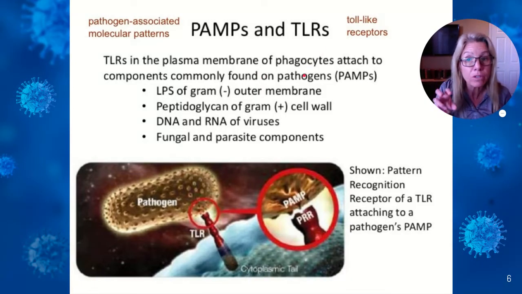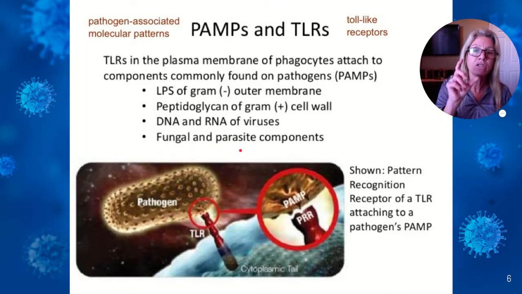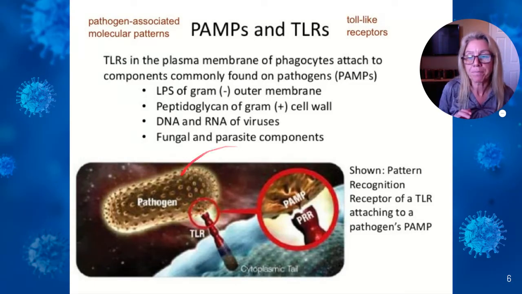Those are things that do phagocytosis, attached to components commonly found on pathogens. Those are PAMPs. So these are examples of PAMPs, okay? Part of the membrane, a peptidoglycan, remember we learned about that. It could be DNA and RNA, could be double-stranded RNA that you would find in a virus, a fungus, or a parasite. And so there's a connection. And that's how you know bad guys are here.